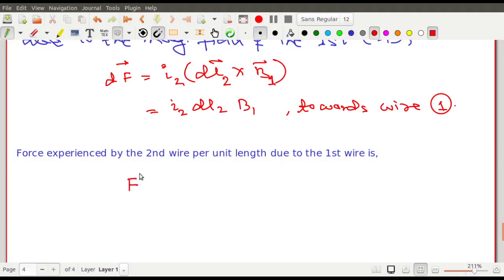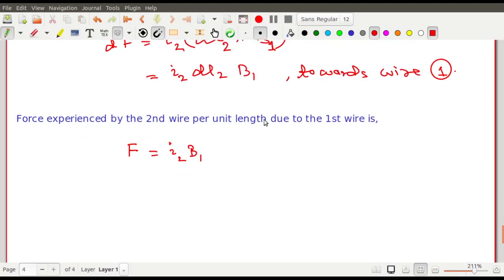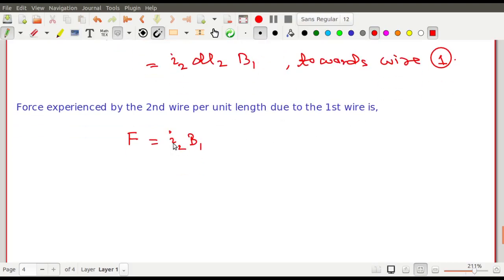Per unit length, what will happen? For per unit length this dl will be just divided. This is the force for dl length. For per unit length it will be how much? So dl will not be there. Force experienced by the second wire per unit length due to the first is I2 into B1. So that will be simply mu 0 I1 I2 divided by 2 pi a.